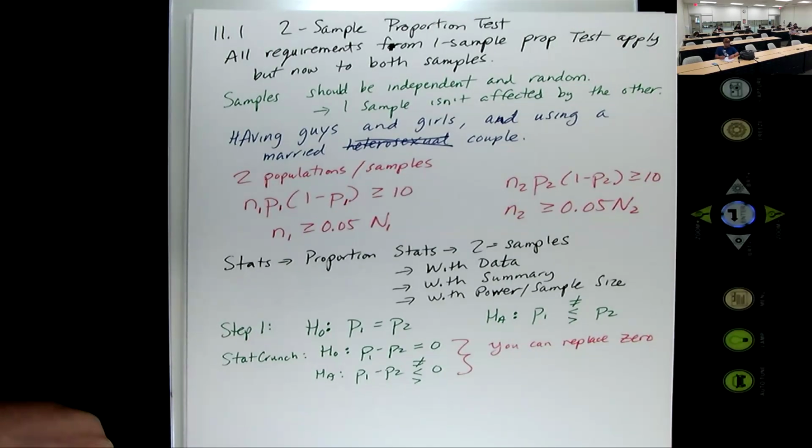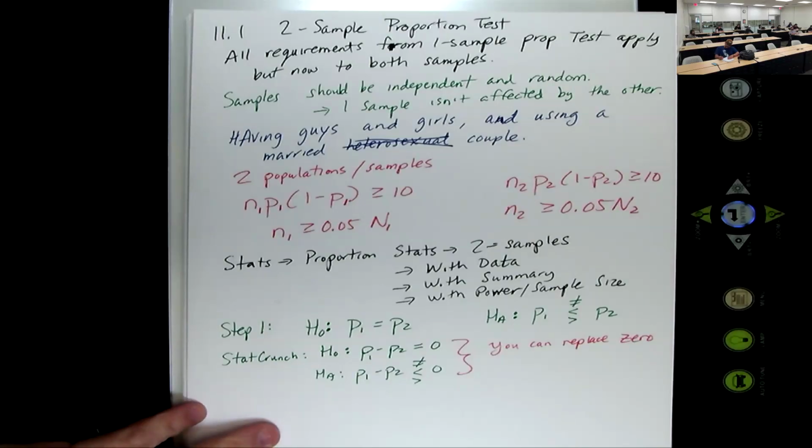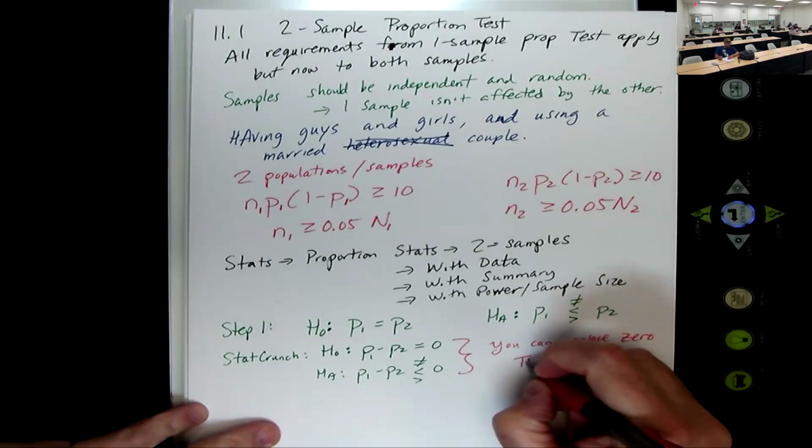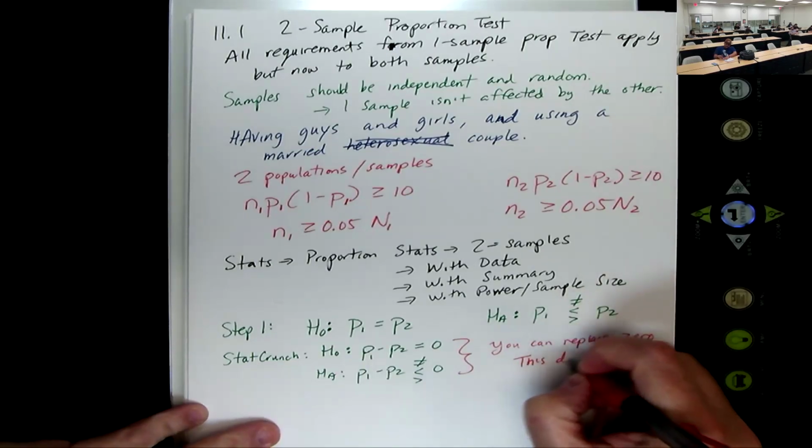The reason why you would do that is you're not just wanting to show that girls are more kick-ass than guys. You want to show they're 10% more kick-ass than guys. So we could set it where we say P1 minus P2 is greater than 0.1, or 10%. Changing this isn't common. This doesn't change often.